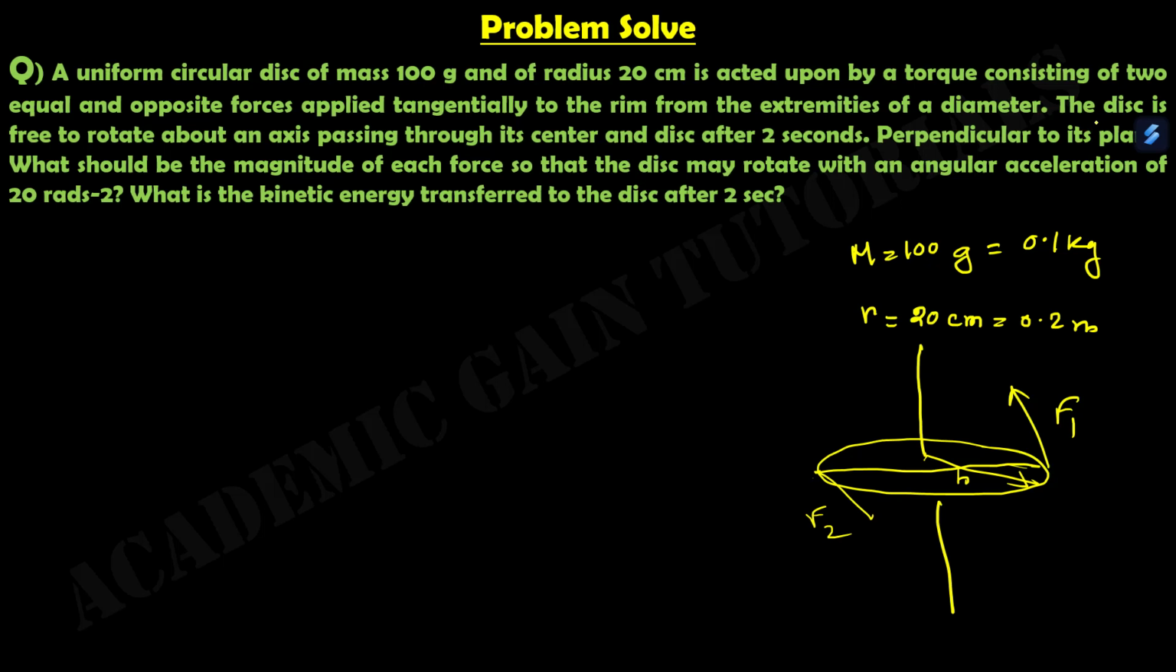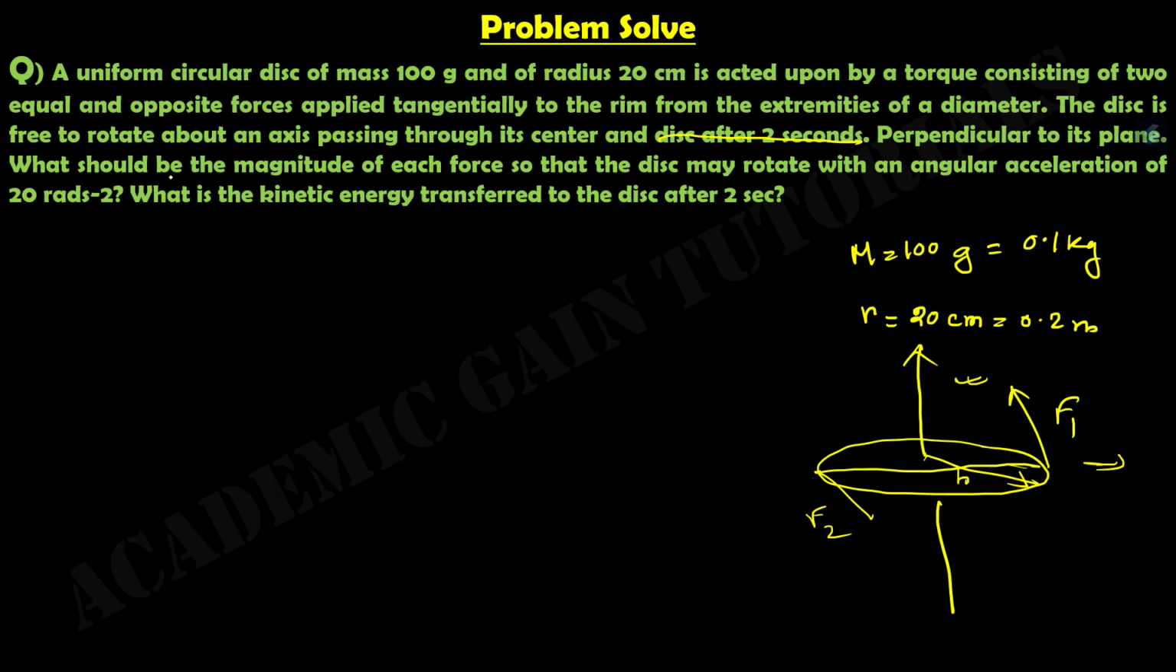And the second part says that the disc is free to rotate about an axis passing through its center. This is our axis, and the disc passing through its center. So it will rotate about an axis passing through its center and perpendicular to its plane. So this is our plane and our axis is perpendicular to its plane.